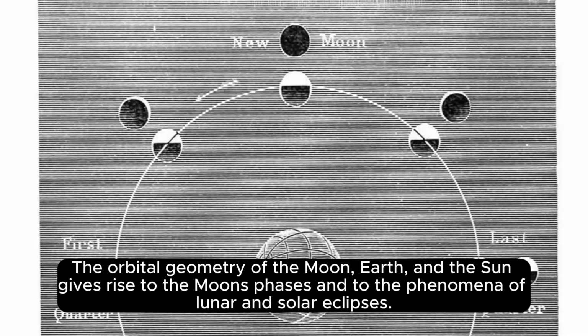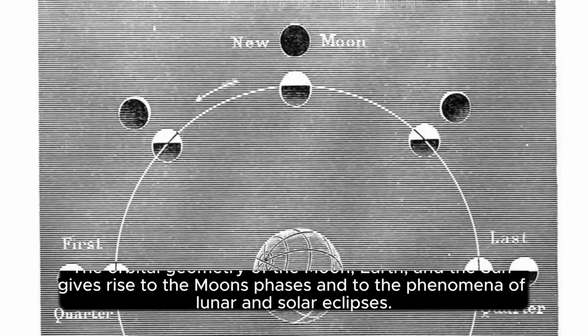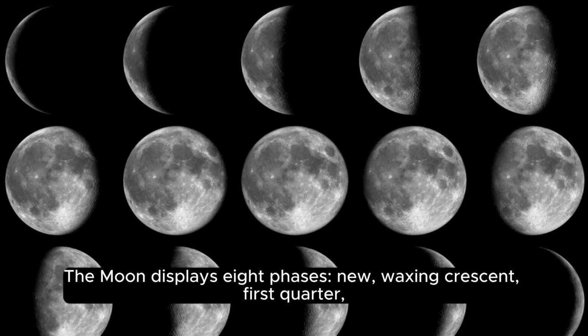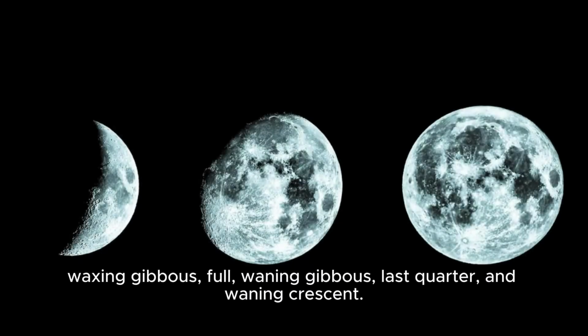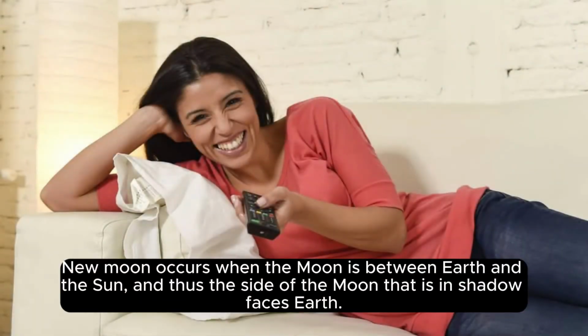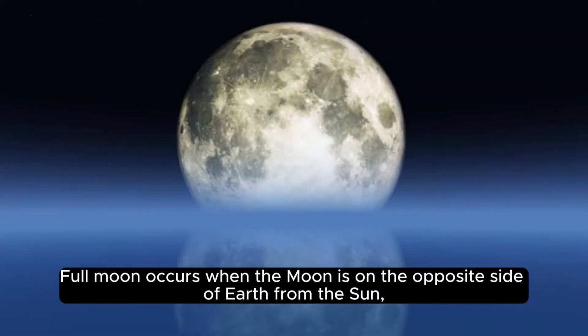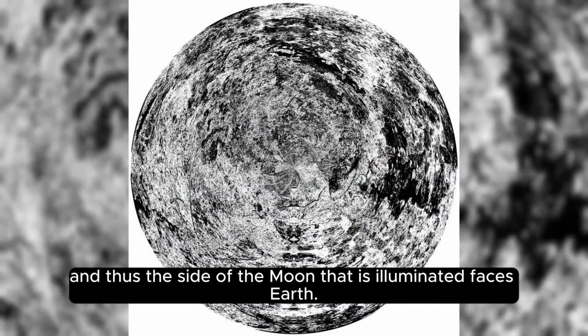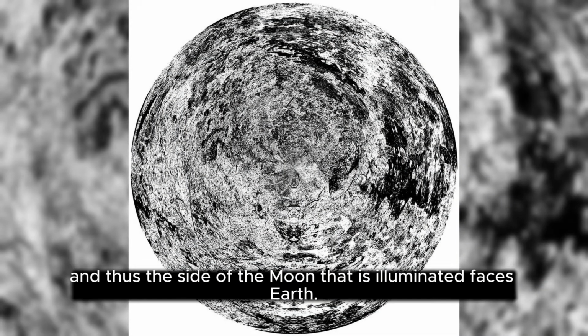The orbital geometry of the Moon, Earth, and the Sun gives rise to the Moon's phases and to the phenomena of lunar and solar eclipses. The Moon displays 8 phases: new, waxing crescent, first quarter, waxing gibbous, full, waning gibbous, last quarter, and waning crescent. New moon occurs when the Moon is between Earth and the Sun, and thus the side of the Moon that is in shadow faces Earth. Full moon occurs when the Moon is on the opposite side of Earth from the Sun, and thus the side of the Moon that is illuminated faces Earth.